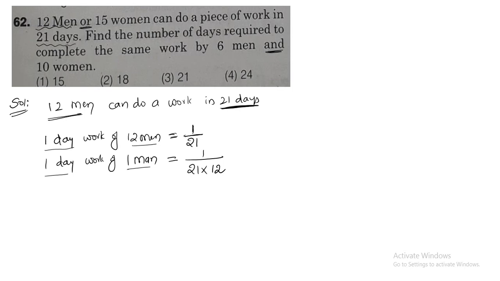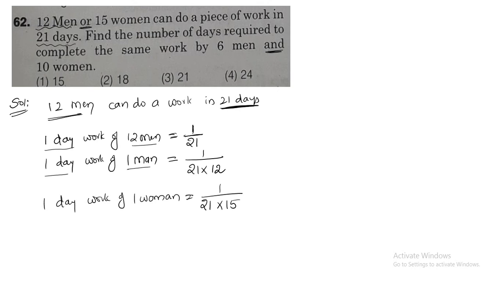The same way I can go with women also, no? So 1 day work of 1 woman is nothing but 1 by 21 into 15, the number of women. Don't directly multiply, there is a possibility of cancellation, then you can make use of it. So always remember, 1 day work of 1 man, 1 day work of 1 woman we need to find out.